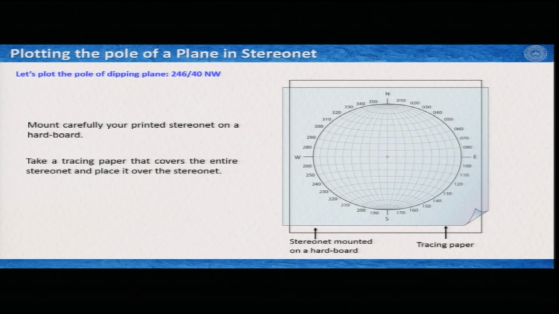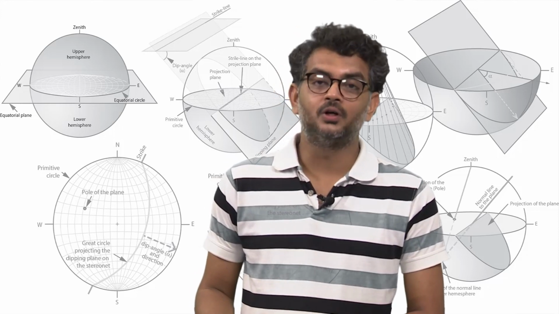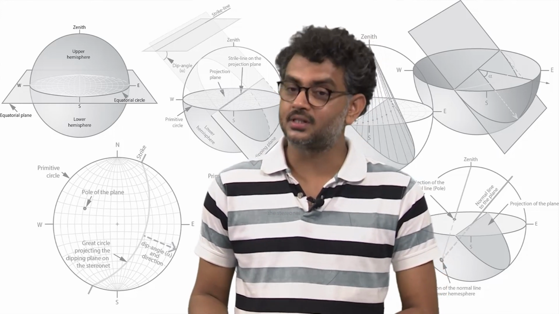Let us have a look how to plot the pole of a plane on a Stereonet. I remind you, the pole of a plane is nothing but an imaginary line which is normal to the plane. So, we will follow a similar process, and in this case we have the dipping plane with the data 246 degree, 40 degree northwest. That means the strike is 246 degrees, 40 degrees is the dip angle and it is dipping towards northwest. We will follow a similar procedure.